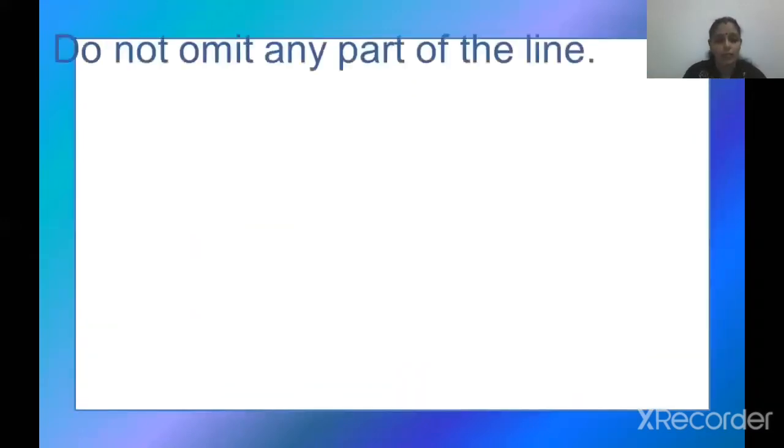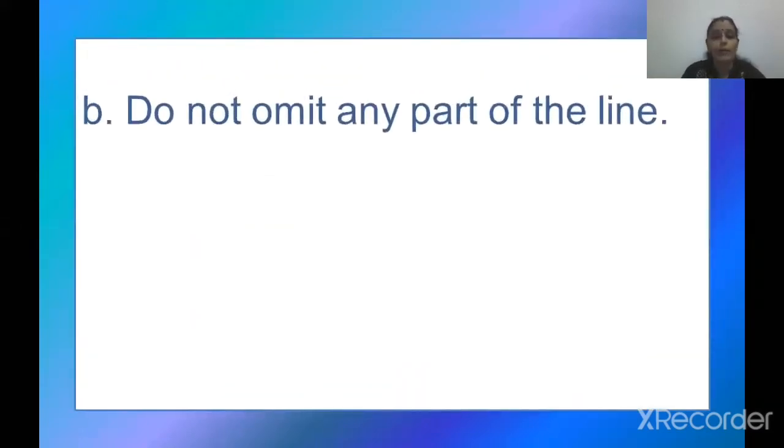The next point is, do not omit any part of the outline. Whatever is given in the outline, you're going to use it to develop your story.